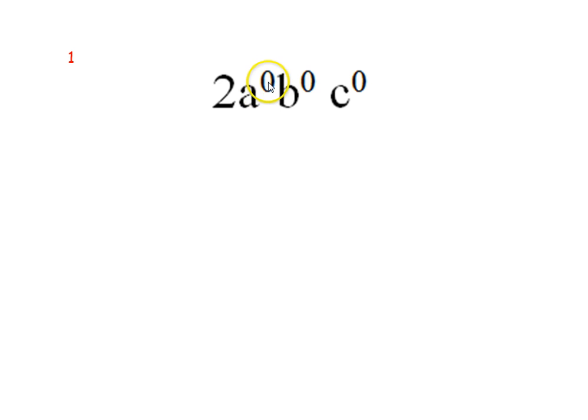5 to the 0, 6 to the 0, a to the 0, x to the 0. So a to the 0 can be rewritten as 1. So can b to the 0, as can c to the 0. So we can really rewrite this as 2 times 1 times 1 times 1. And 2 times 1 times 1 times 1 is 2, because anything to the 0 power will always be 1.